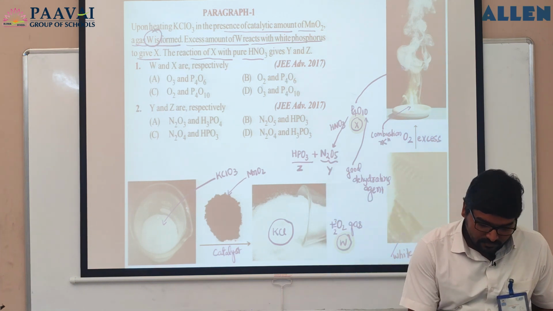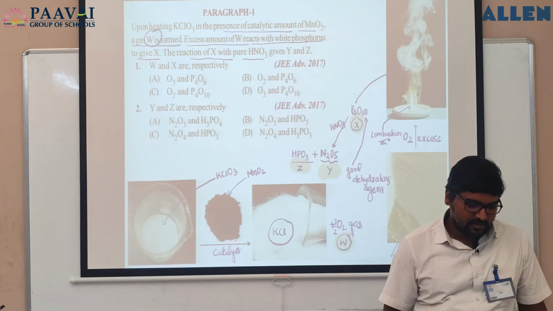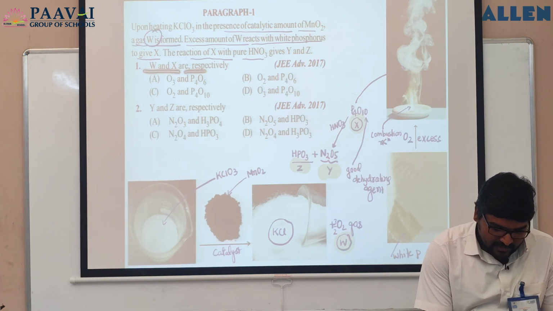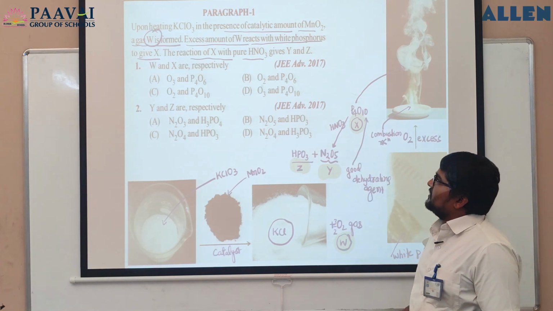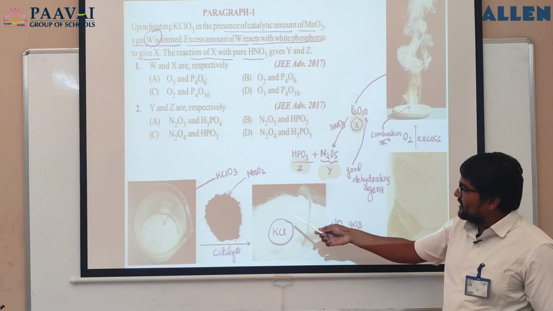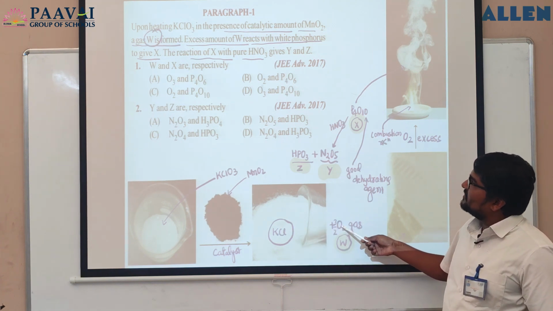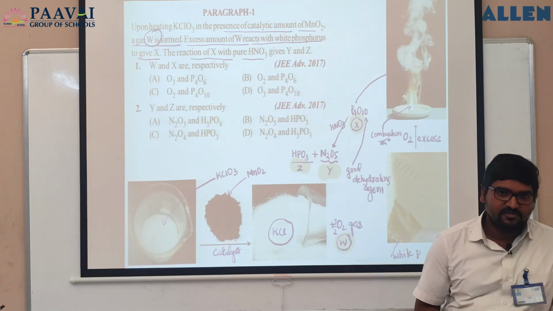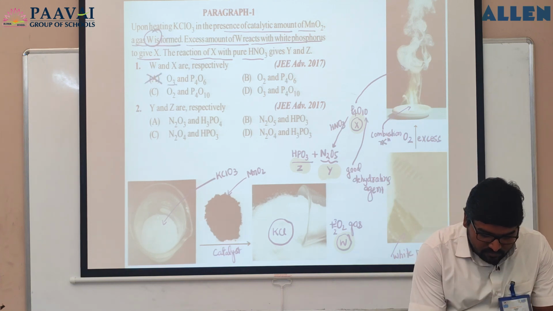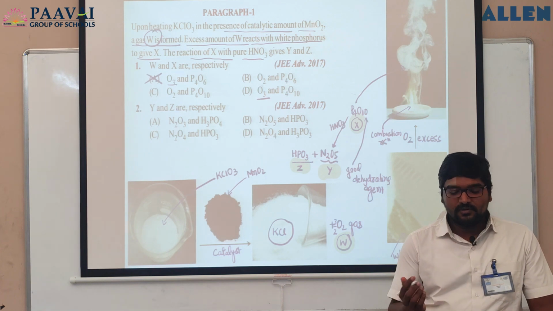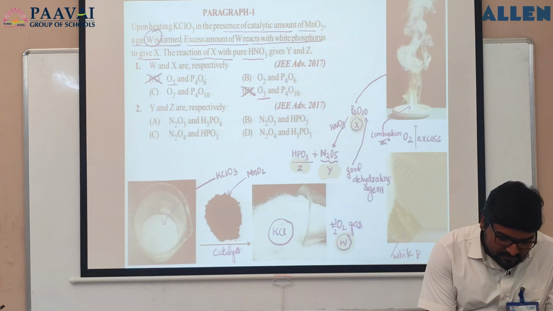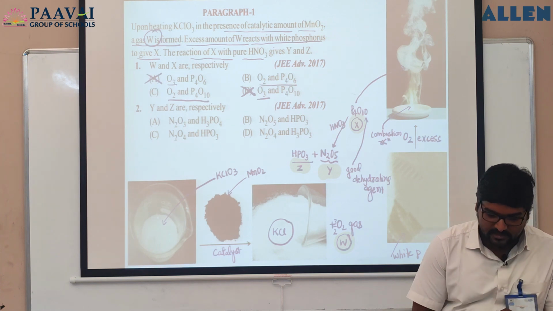Now, we will come to the questions. The first question is, W and X are respectively. If we see, the W is the product obtained in the first reaction itself, which is oxygen gas. So, if you see the first option, this is ozone, so you can eliminate this option. Fourth option also is ozone, so you can also eliminate this option. Now, we have only two options left, oxygen and here also oxygen.